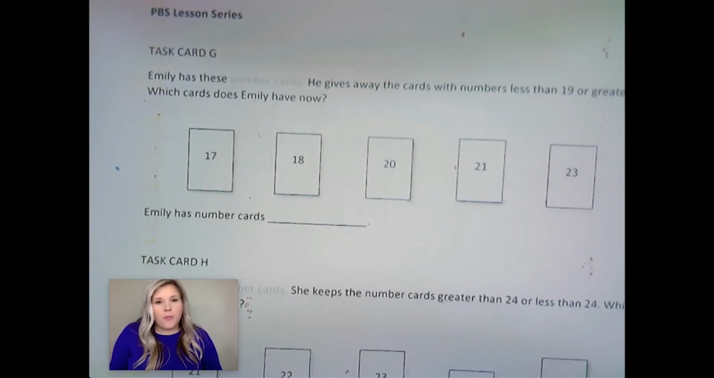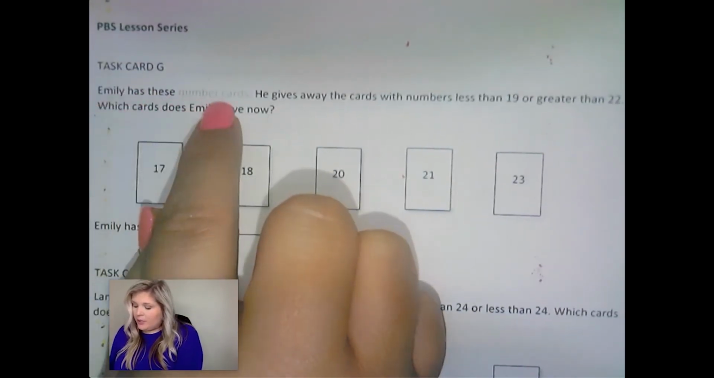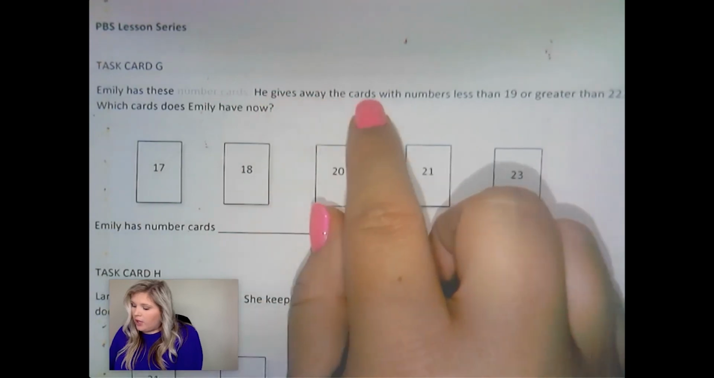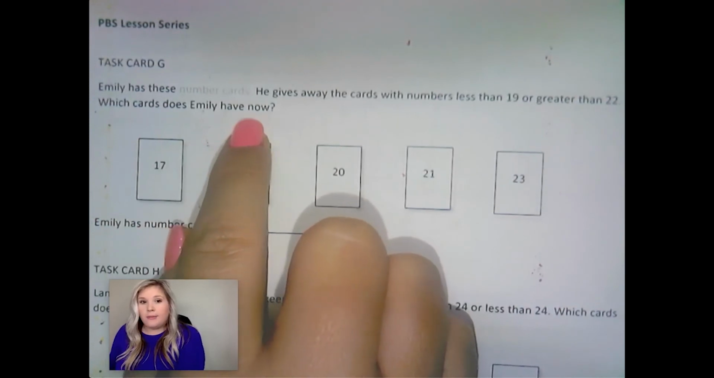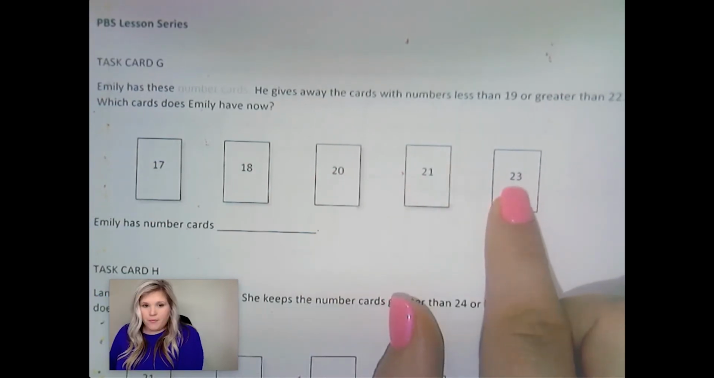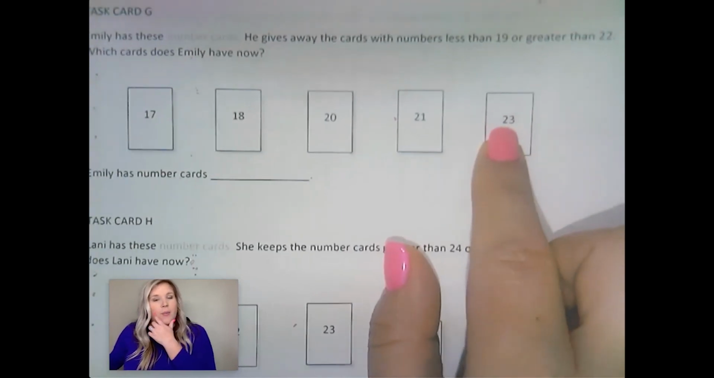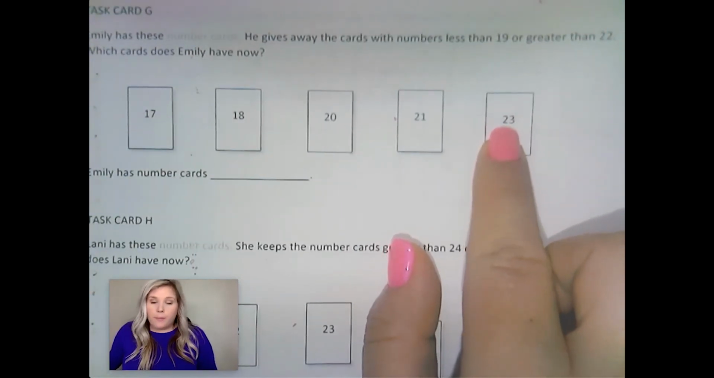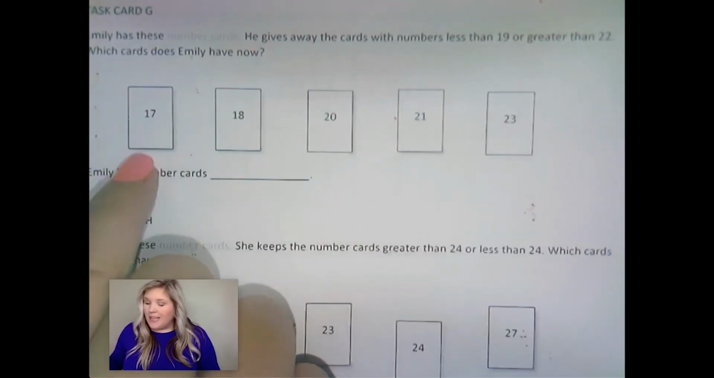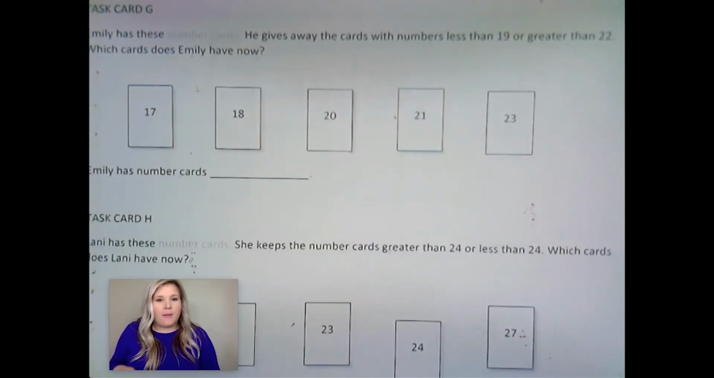I'm going to read the problem to you and let you solve it. Emily has these number cards. He gives away the cards with the numbers less than 19 or greater than 22. Which cards does Emily have now? 17, 18, 20, 21, and 23. I'm going to pause so that you can solve the problem on your own. Remember, on your paper with a pencil, you can draw the rectangles like I did earlier and put the numbers in them so that you can cross them out too. I'm going to give you a couple of minutes to solve this problem on your own.